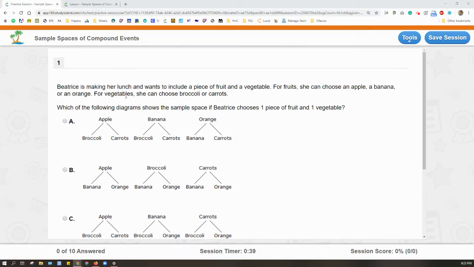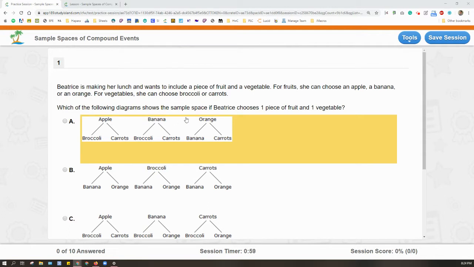For vegetables, she can choose broccoli or carrots. So she only has two vegetables. Which of the following diagrams shows the sample space if Beatrice chooses one piece of fruit and one vegetable? So the sample space is everything that could possibly happen. So what is the sample space that A is showing?